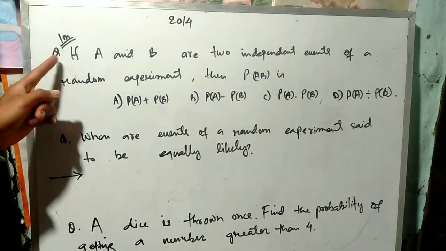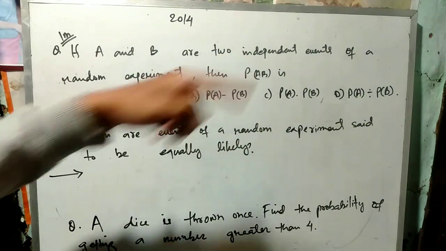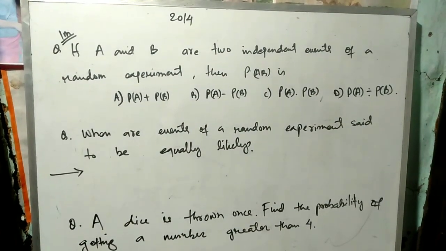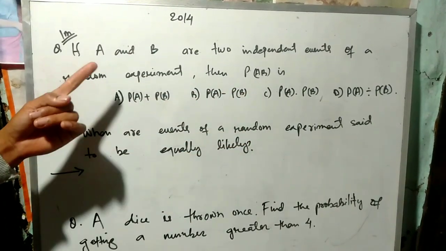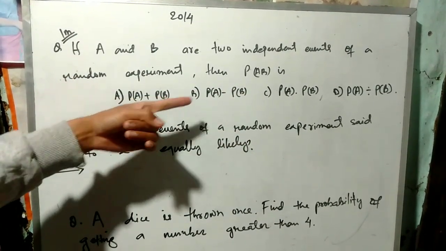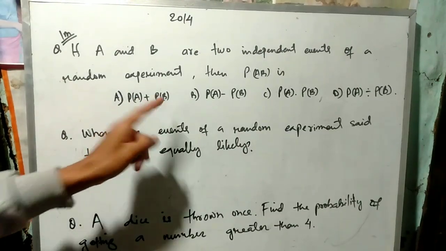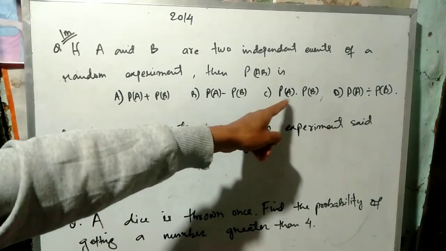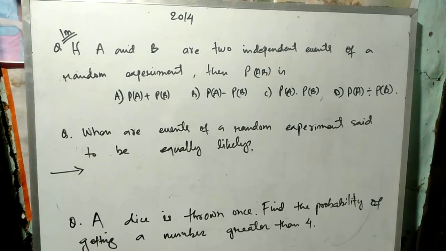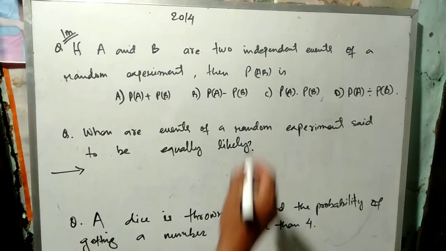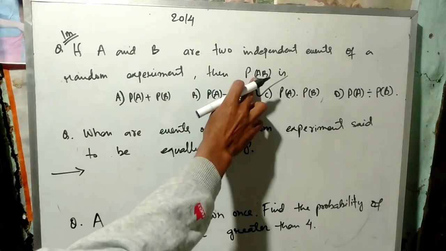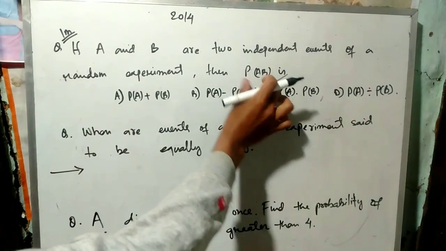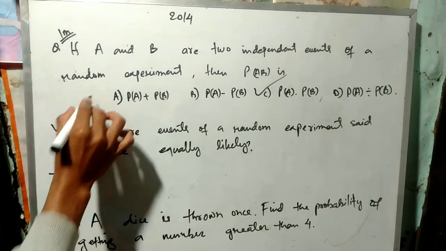Question number 1 carries 1 mark. If A and B are two independent events of a random experiment, then P(AB) is: you have to choose P(A) plus P(B), or P(A) minus P(B), or P(A) into P(B). The answer is C. P(AB) is the probability of A into B. Okay, let's go to question number 2.